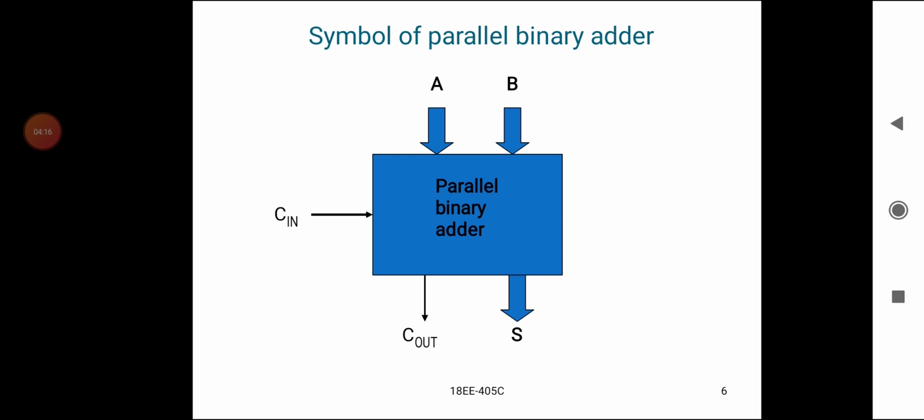The symbol of the parallel binary adder is as shown in the slide. It has 3 inputs A, B and C in. It generates two outputs, sum S and carry C out.